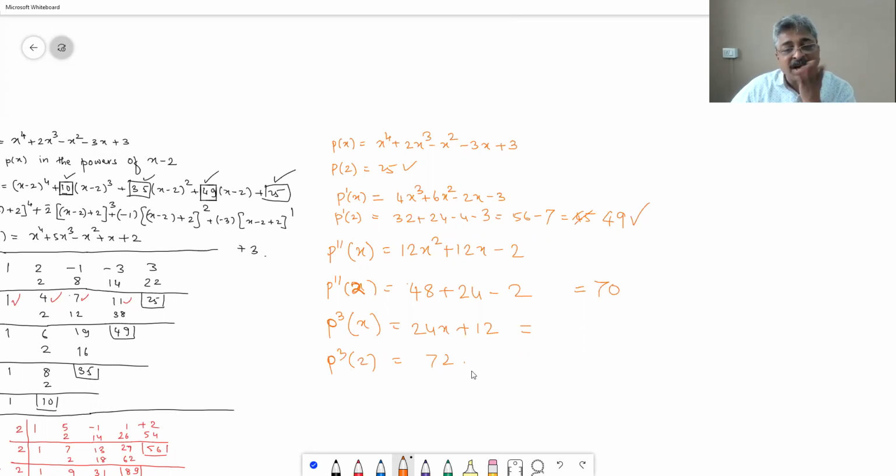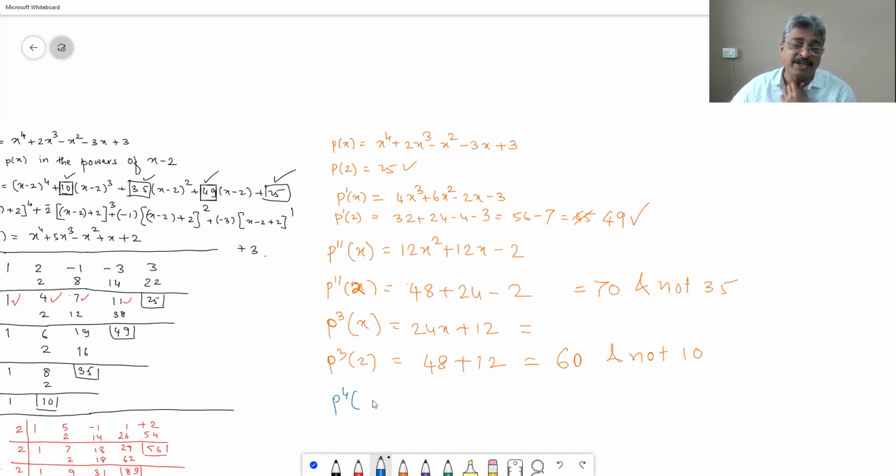What is this? 60. 24 into 2, this is 48. 48 plus 12 is equal to 60, and not 10 and not 35. But still, we are not doing bad. We wanted 5, we got 70. We wanted 10, we got 60. So now we are ready to guess the next one.